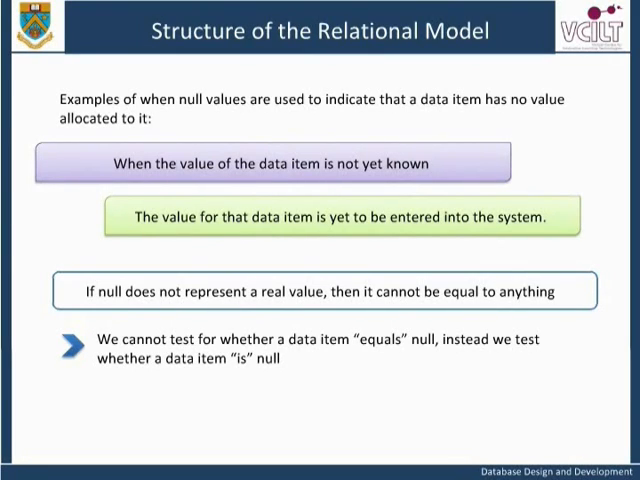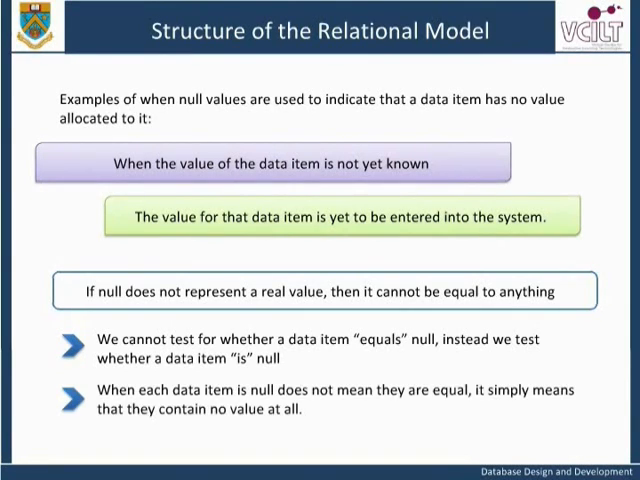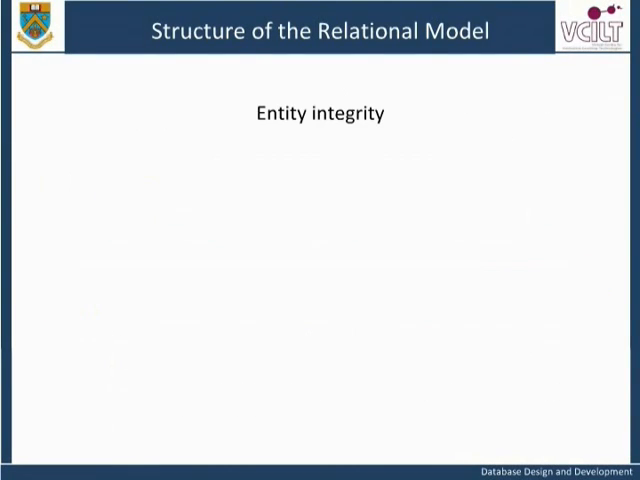Another result of this characteristic of null values is that where two data items both contain null, if you compare them with one another in a query language, the system will not find them equal. Again, the logic behind this is that the fact that each data item is null does not mean they are equal. It simply means that they contain no value at all. Let's now see entity integrity.